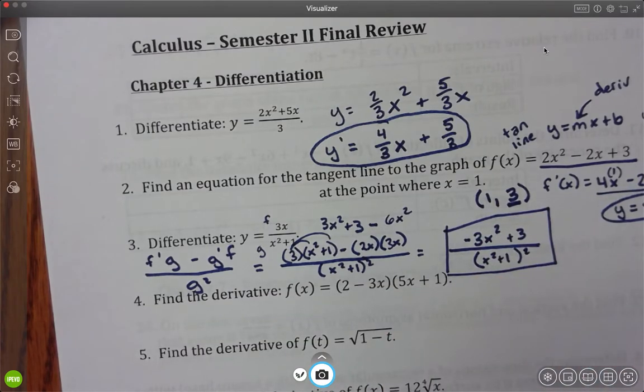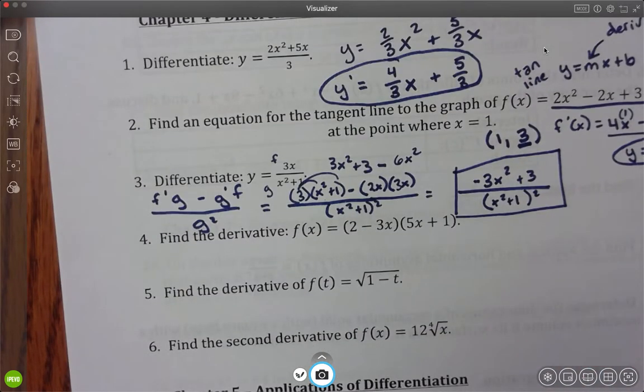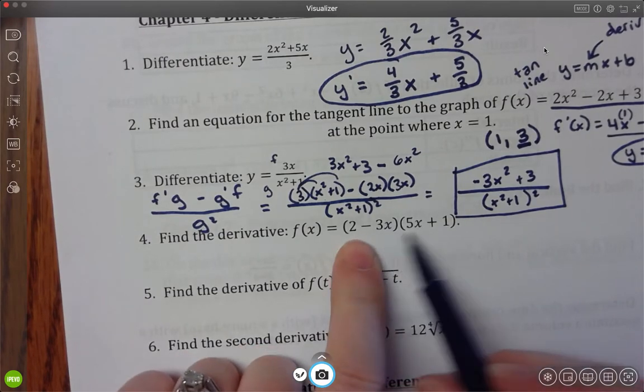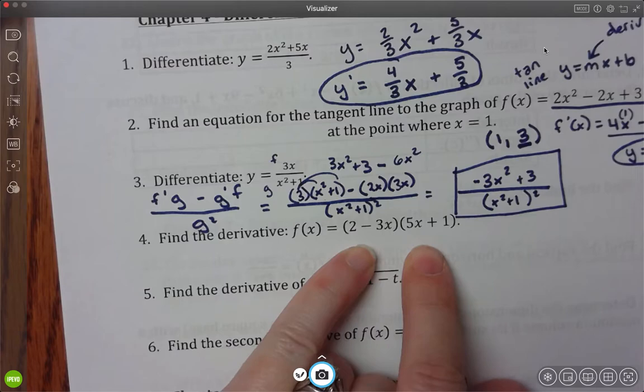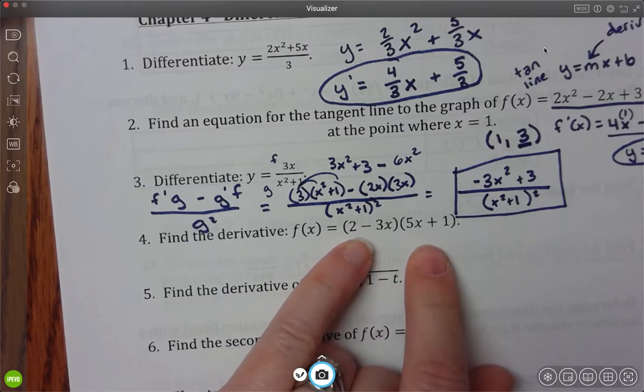Okay. All right, number 4, this is a product, and you could multiply those together if you wanted to, FOIL it out, and then you just use the power rule. But let's go ahead and use the product rule on this one. I'm going to have you do this one on your own, and then I'll just show you the answer.